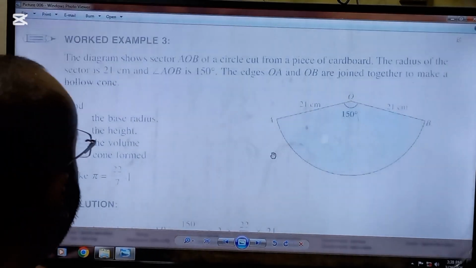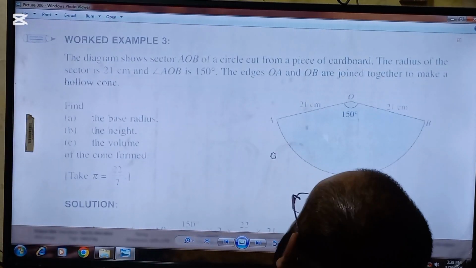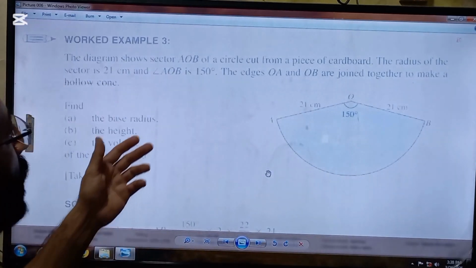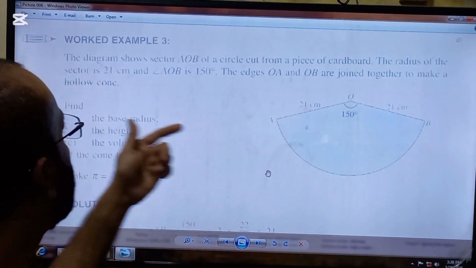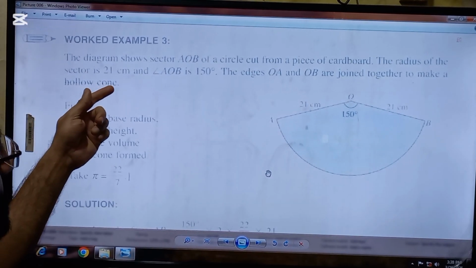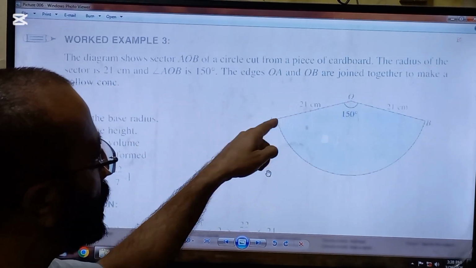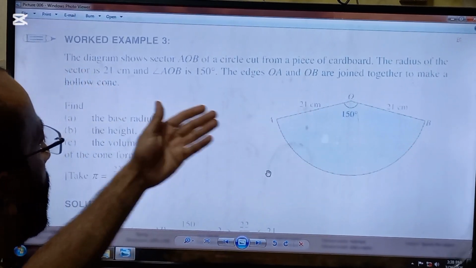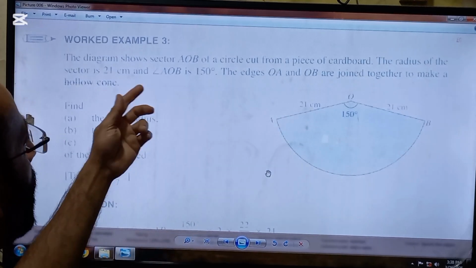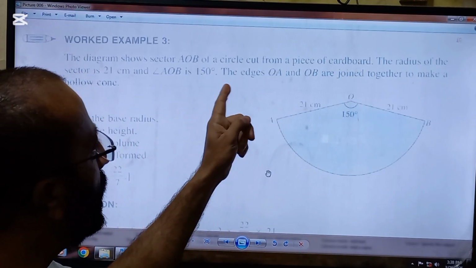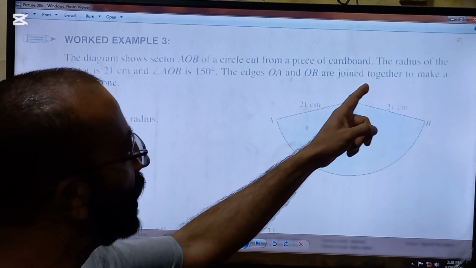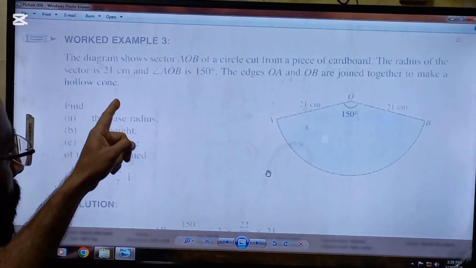Next question statement is: the diagram shows a sector AOB of a circle cut from a piece of cardboard. The radius of the sector is 21. So this is the 21 of the cardboard paper, that is the radius of the cardboard paper, and AOB is 150 degree, and this angle is 150 degree. The edges OA and OB are joined together to make a hollow cone.